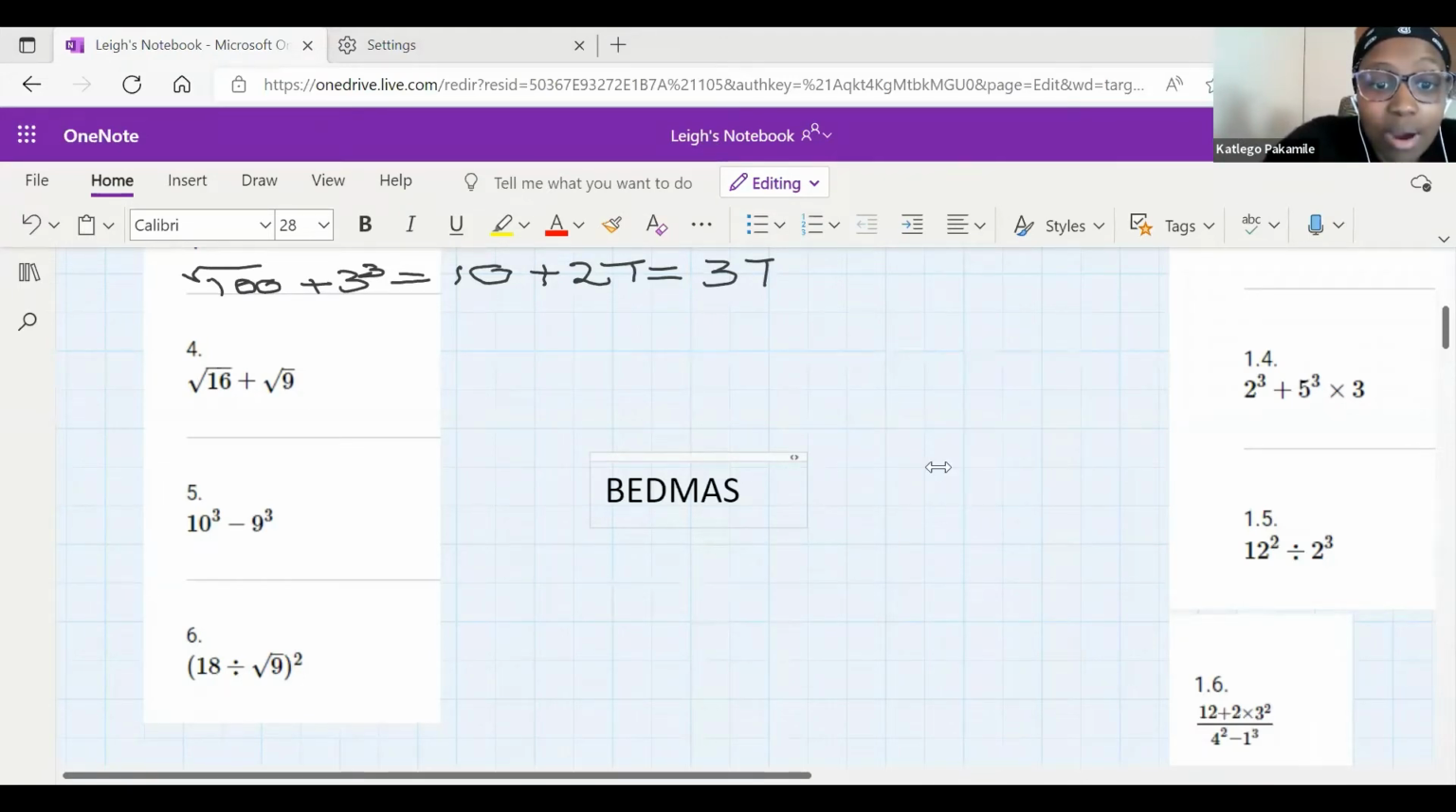Okay. Wow, Asmat, you're already done. That was quick. Yes. Eric said something very important. Remember that the square roots are also a type of exponent, okay? So in our BEDMAS rule, square roots would fall under E. So you first do brackets, and then you do exponents, which are part of square roots.